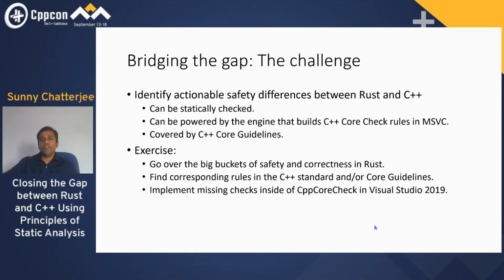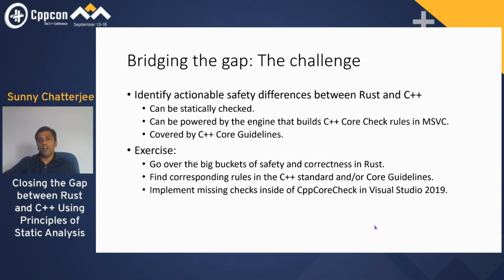So the challenge for us was obviously to bridge this gap. So we started identifying actionable safety differences that could be statically checked. We also wanted to see if our static analysis framework, the engine that we use to power the C++ code check rules in Visual Studio, could be used to write some of these missing safety checks. And lastly, we also wanted to keep an eye out on the C++ core guidelines.